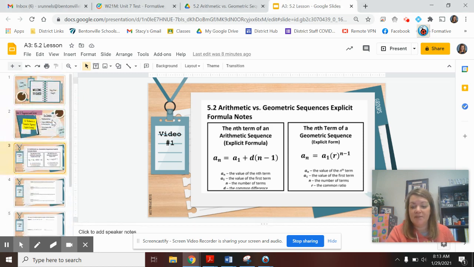I think the consensus was that Lesson 5.1 was pretty easy. So that was the recursive formulas. Those are the formulas that you use if you're going to find just one term after another term after another term. Today we're going to do the explicit formulas.